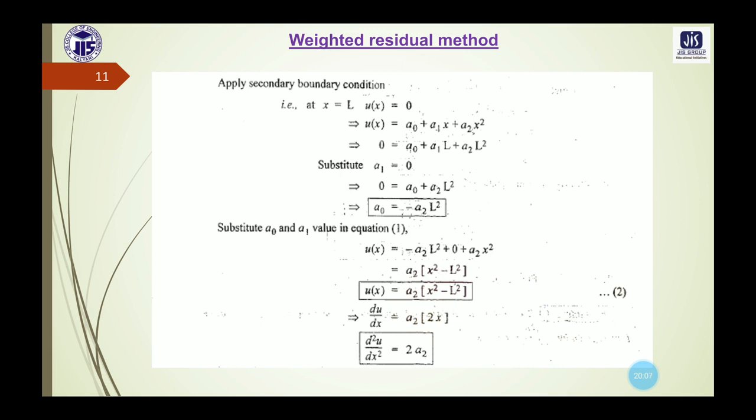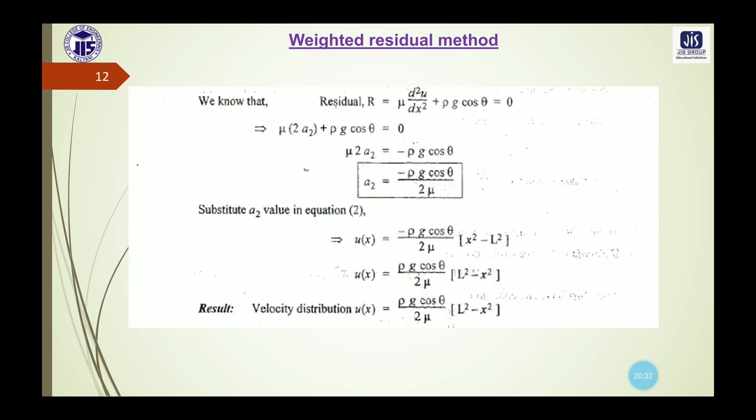So this is our equation number 2. From this equation number 2, we need to find the second order differentiation. That means first we need to do the first order. So du/dx is equal to a2 into 2x, and after that the second order of this will be 2a2.